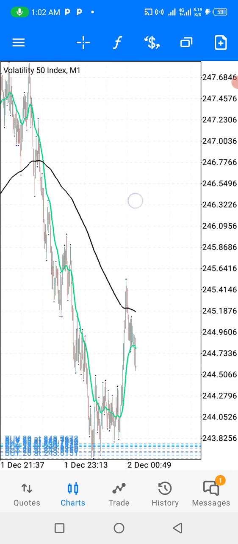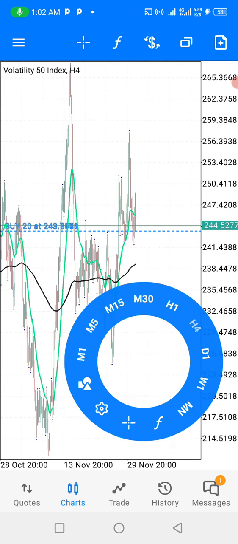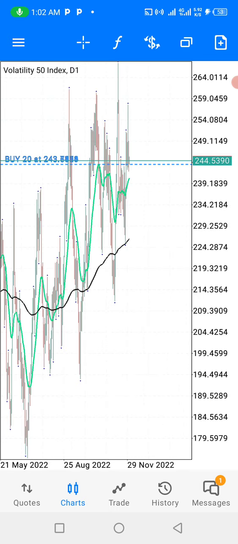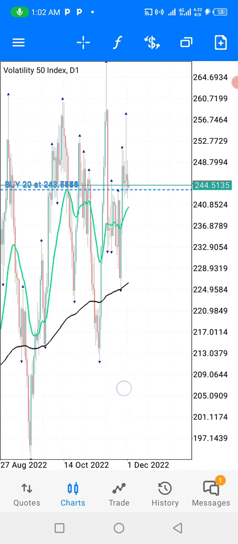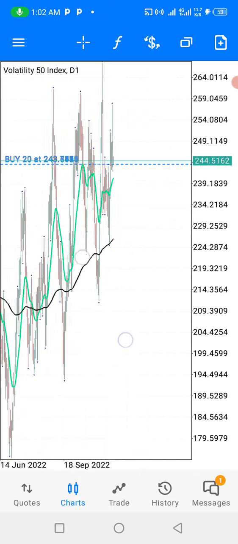So we are going to go to a higher time frame, like let's use the dailies. You can use any time frame that is convenient for you. You can actually use any time frame that is convenient for you to do the analysis.